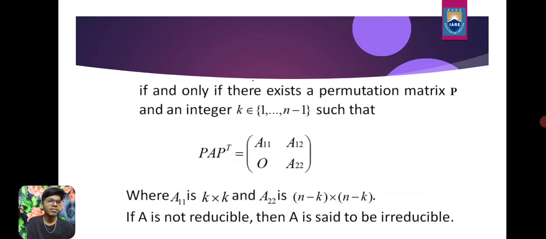A is reducible if and only if there exists a permutation matrix P and an integer k belonging to 1 up to n minus 1 such that P A P transpose equals [A11, A12; 0, A22], where A11 is of order k by k and A22 is of order n minus k by n minus k. If A is not reducible, then A is said to be irreducible.